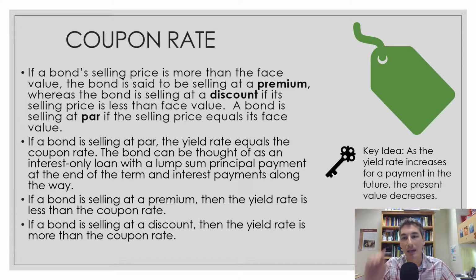Okay, and the key idea is as the yield rate increases, for a payment in the future, the present value decreases. That's an important thing to keep in mind, right? So the higher the interest rate, the lower you would pay now to get that lump sum at the end because you're accumulating more interest over time. So the present value decreases when the interest rate is assumed to be higher.